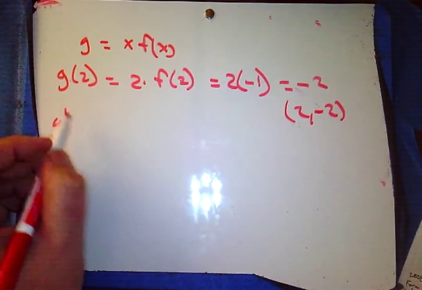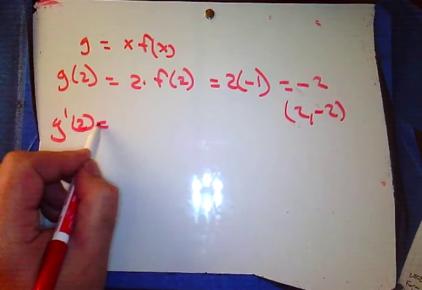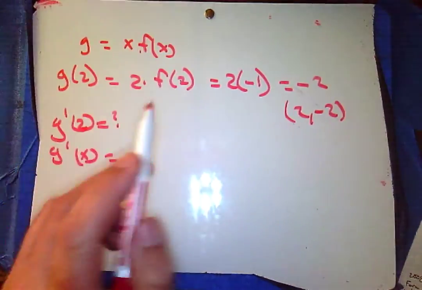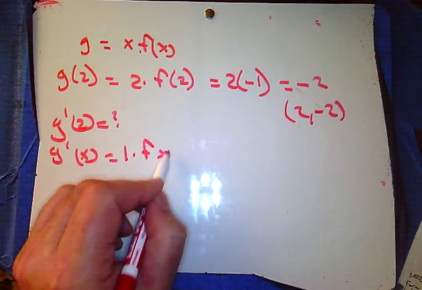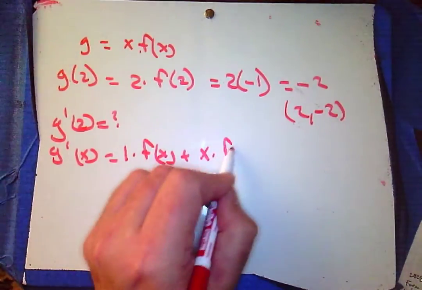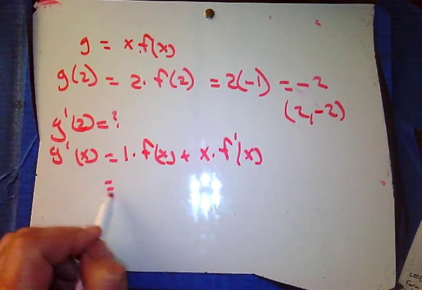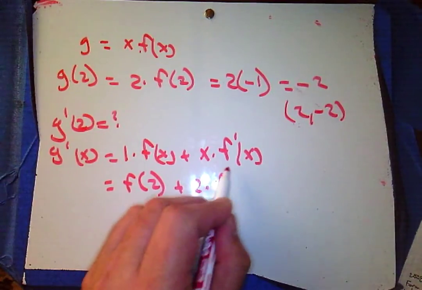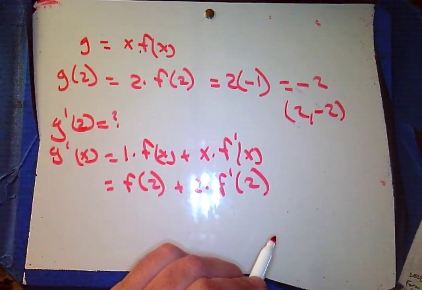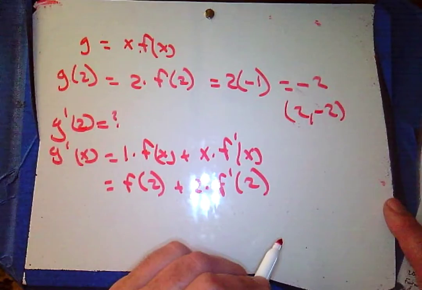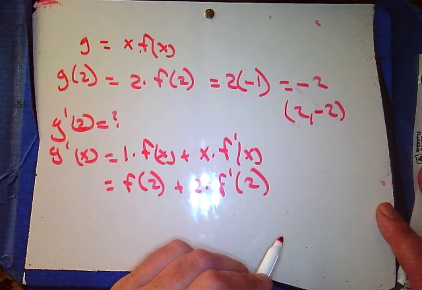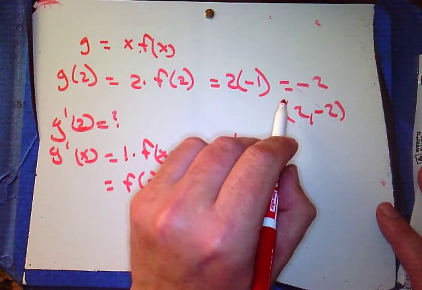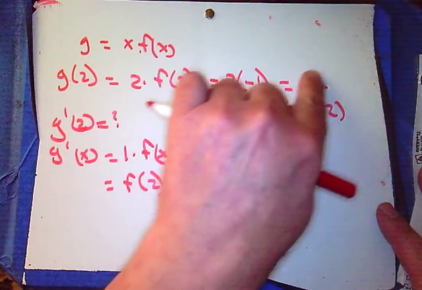Now I need g prime of 2. So for that, I need g prime of x, which requires the product rule, 1 times f of x plus x times f prime of x. And then I'll stuff in my 2, f of 2 plus 2 times f prime of 2. Okay, f prime of 2. Oh, I made a mistake here. F of 2 is 6.